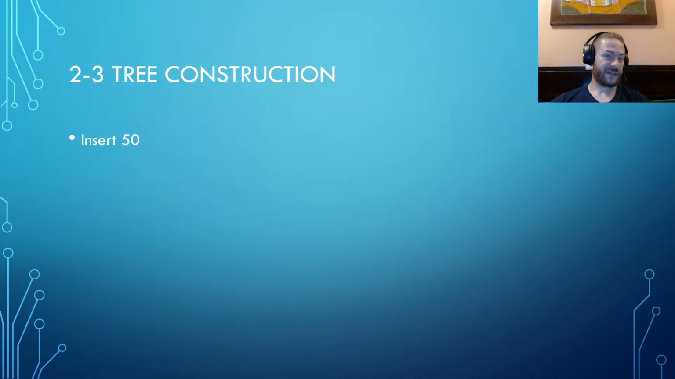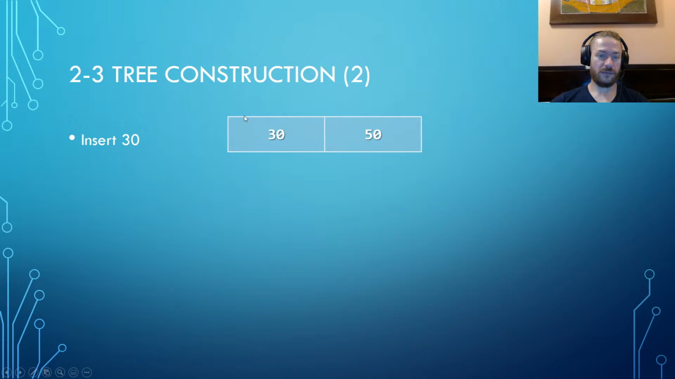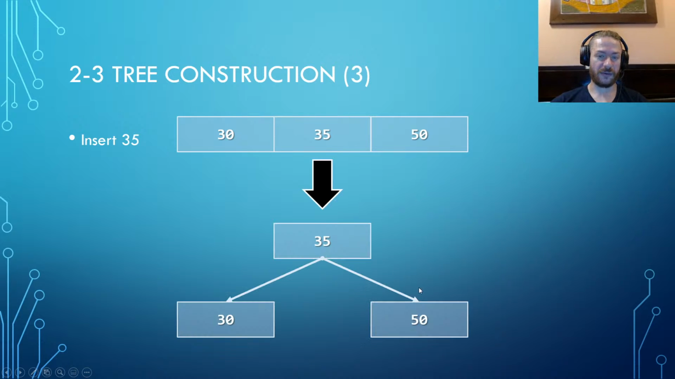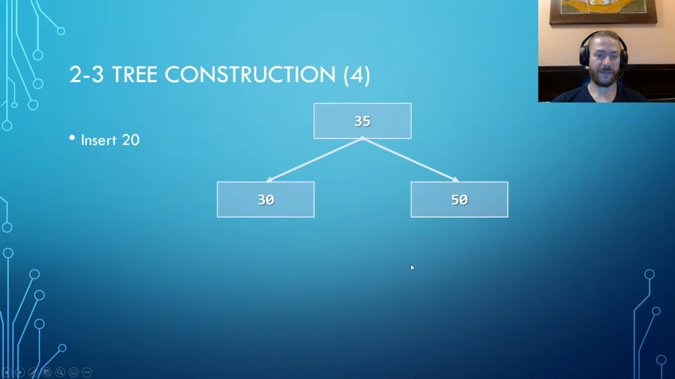How to construct such a tree? We insert 50, done. The tree is empty, so adding 50 is easy. We insert 30, well, add it next to 50. We insert 35, sure, but 35 now should be added here between 30 and 50, but that's not a valid node, so we need to promote the middleman to a parent. Good, then we need to insert 20. We add it here and that's it.